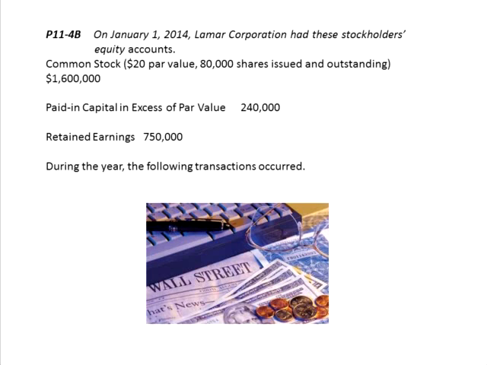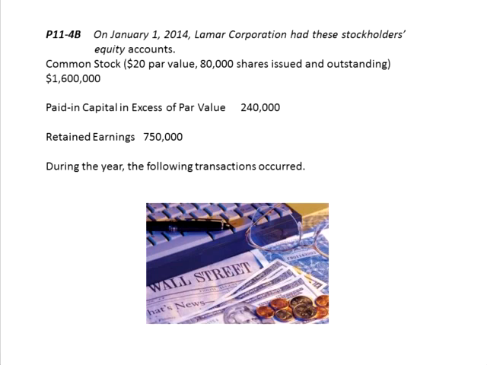So we have the basic information here for the problem, and we're told that there's common stock with a $20 par value. 80,000 shares are issued and outstanding. And what we mean by that is those 80,000 shares have been sold, and none of them have been bought back by the company to be held in treasury. So those full 80,000 shares are owned by investors.